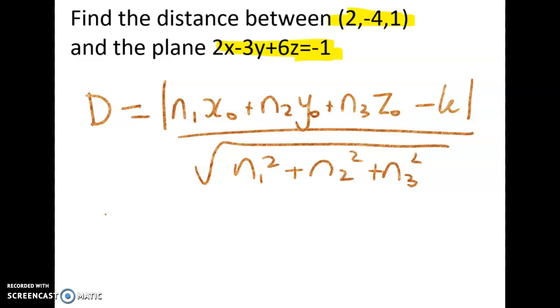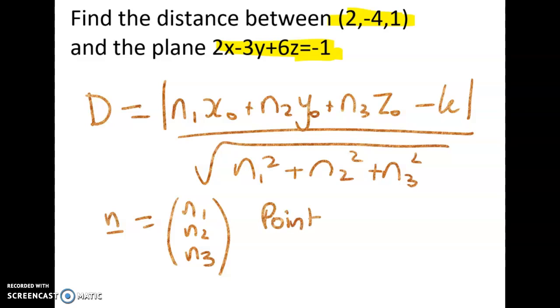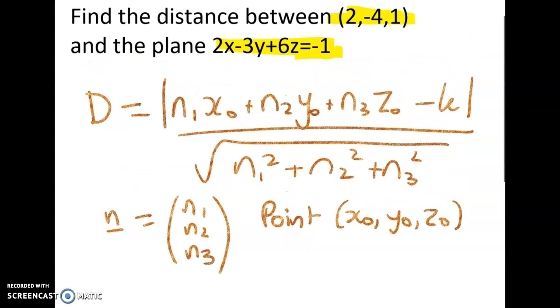So the n's in here come from the normal vector to the plane, and I've labelled that n1, n2 and n3. And the x0, y0, z0 is the point. So in this case, the n numbers are coming from here, the k is this, and the x0, y0 and z0 are this.